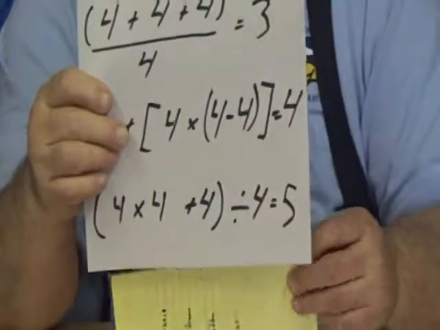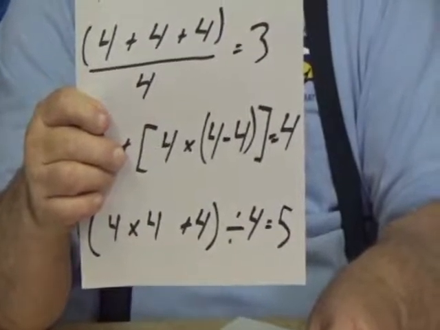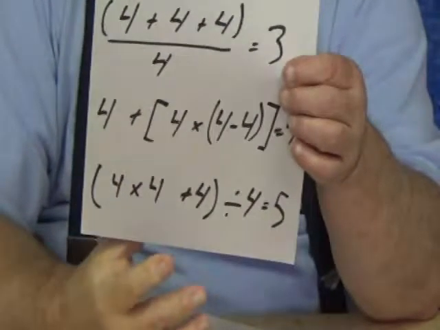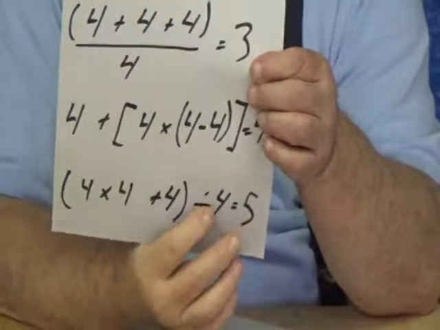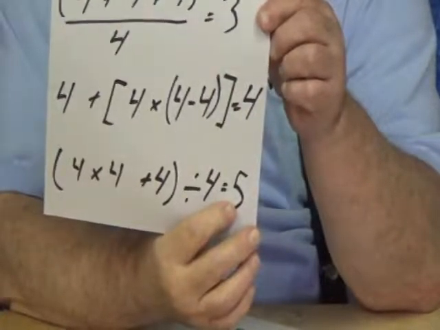And then 5 is 4 times 4 plus 4. 16 plus 4 is 20. Divided by 4 is, of course, 5.